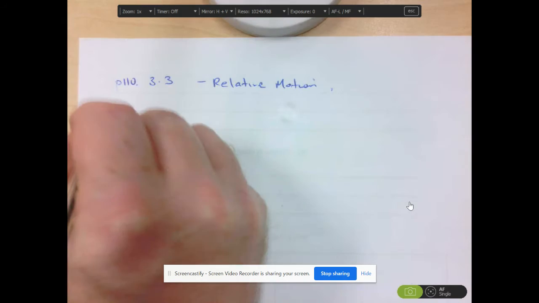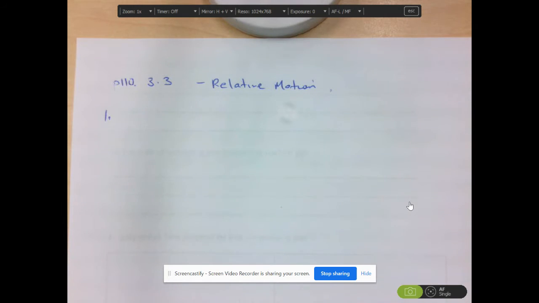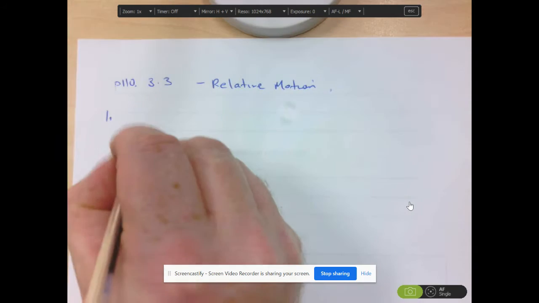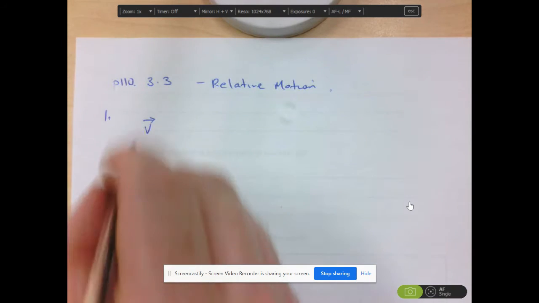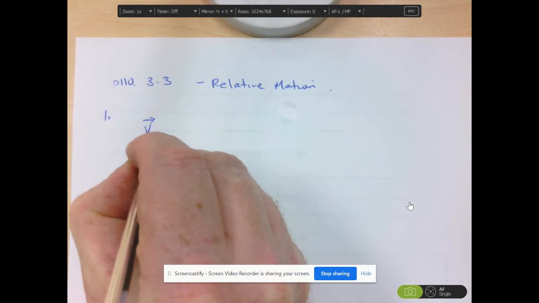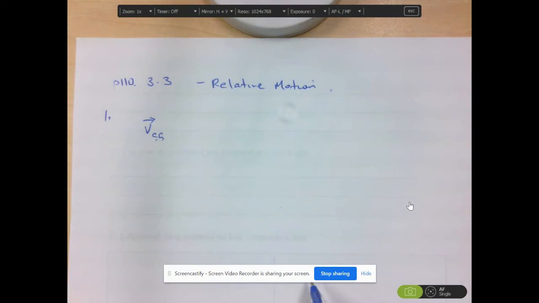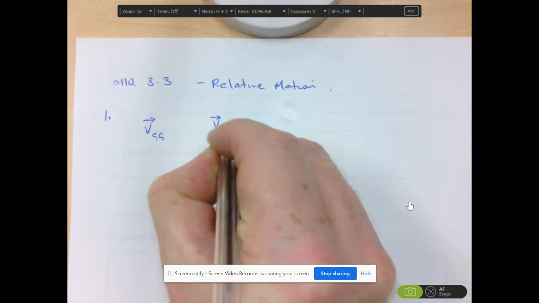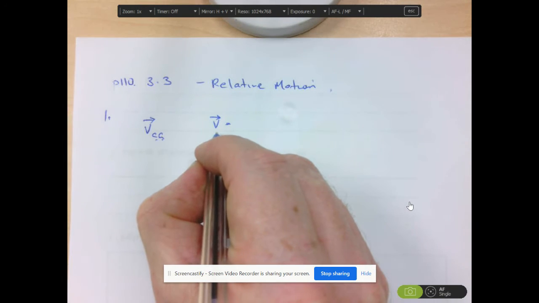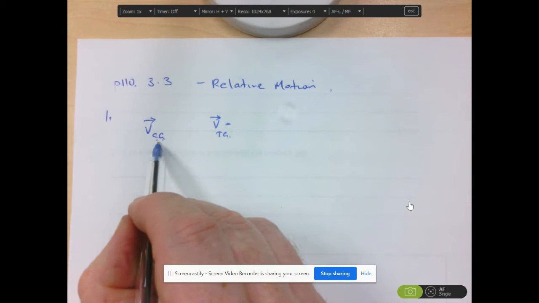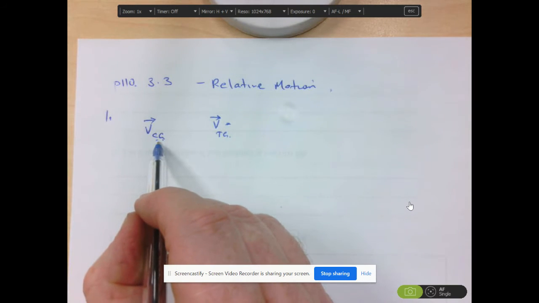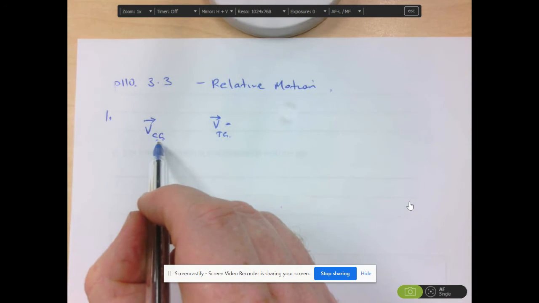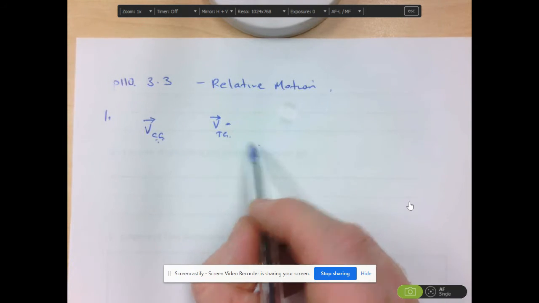So question 1. Question 1 says the velocity of a car relative to the ground is given as the vector VCG. So that's car relative to ground. And the velocity of a train relative to the ground is given as VTG. Relative to the ground is just what we would normally reference as the velocity of the car, and this is the velocity of the train.